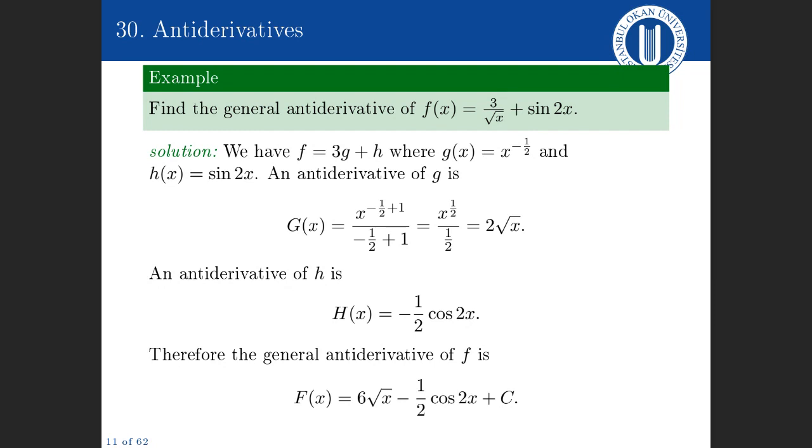How do we find an antiderivative of small g? Well, this is x to the power n. We increase the power by 1, and then we're going to divide by the new number. So divide by minus a half plus 1. That's the same as x to the power of a half divided by a half, or 2 root x.